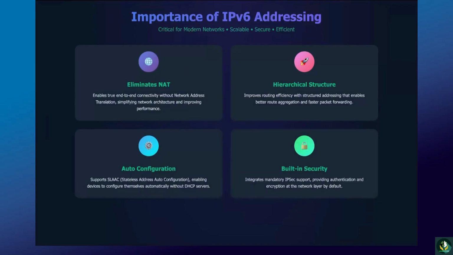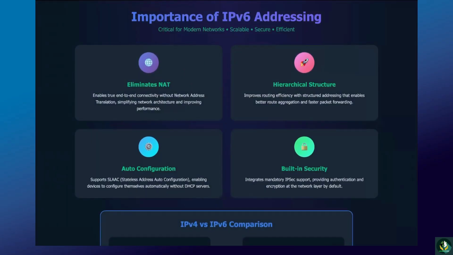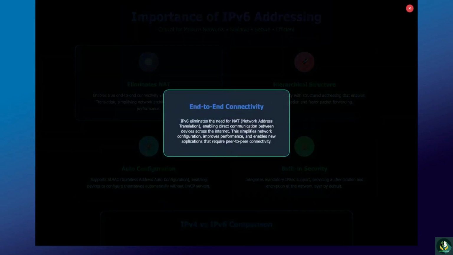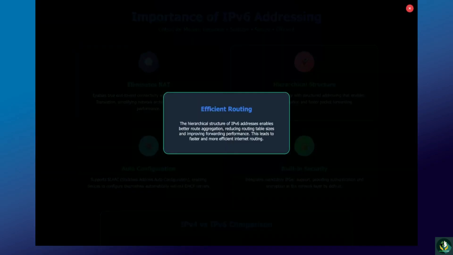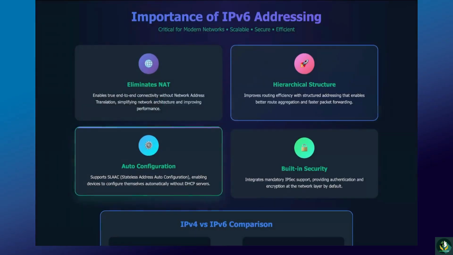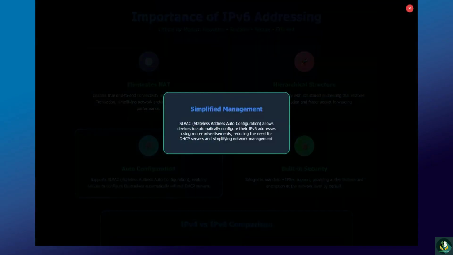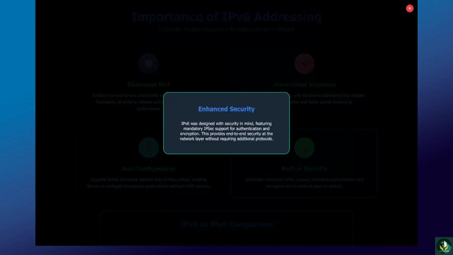Now again, some words about the importance of IPv6 addressing. First off, it eliminates NAT, enabling true end-to-end connectivity. Its hierarchical structure improves routing efficiency. It supports auto address configuration, or SLAAC, simplifying network deployment. And it integrates mandatory security features like IPsec.